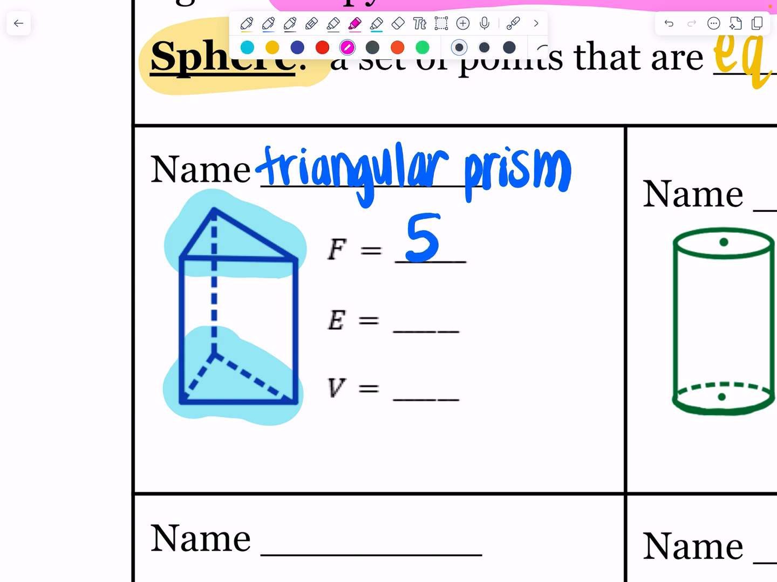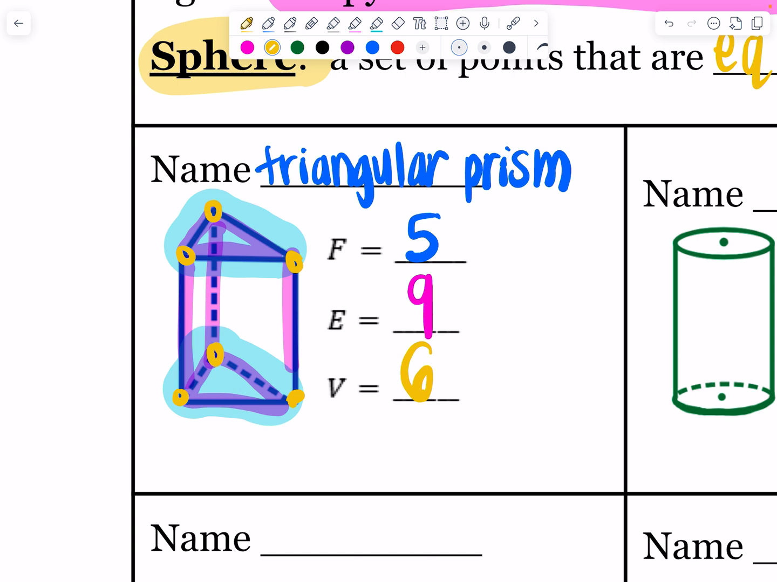How many edges are there? Let's just go ahead and highlight those. 1, 2, 3. 1, 2, 3. 1, 2, 3. So 3 plus 3 plus 3 makes a total of 9 edges. How many vertices do I have? 1, 2, 3 at the top, 1, 2, 3 at the bottom. And so that's going to be a total of 6.